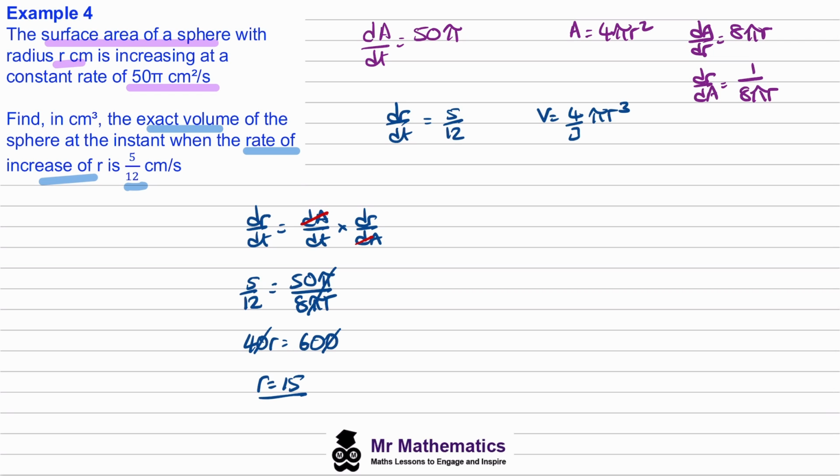Now we can substitute this radius into the volume of the sphere. So the volume will be 4/3 of pi times 15 cubed. When you work this out, we get 4,500 pi centimeters cubed.